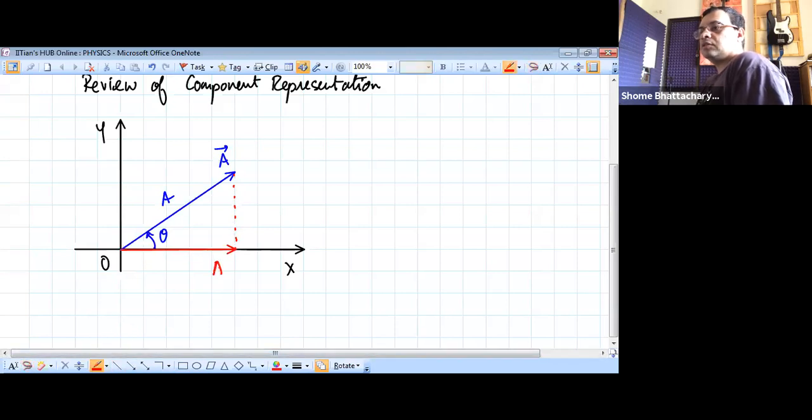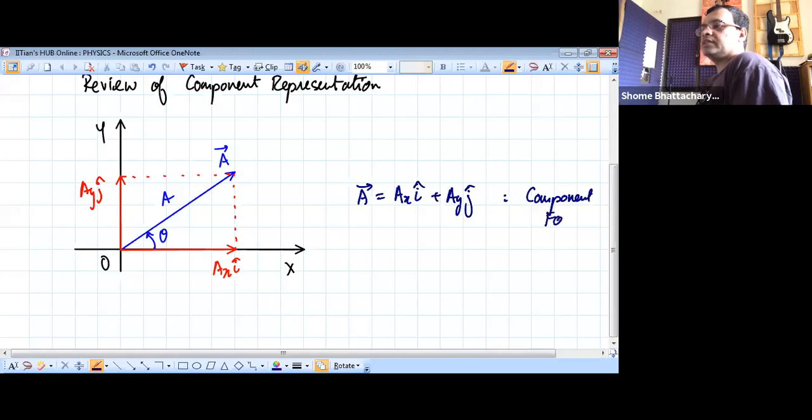So this becomes Ax i cap, where i cap is a unit vector along the x-axis, and similarly by dropping a perpendicular on the y-axis, effectively finding out the y coordinate, we can now express what is called the y component of the vector, Ay j cap, and ultimately we can see that the vector A, when we write it in component notation, can be written like this: Ax i cap plus Ay j cap. This is the vector in what we call component form. It's written as an equation in component form.